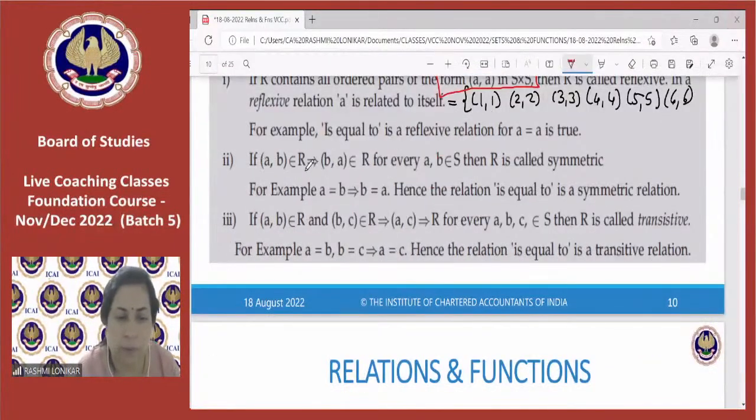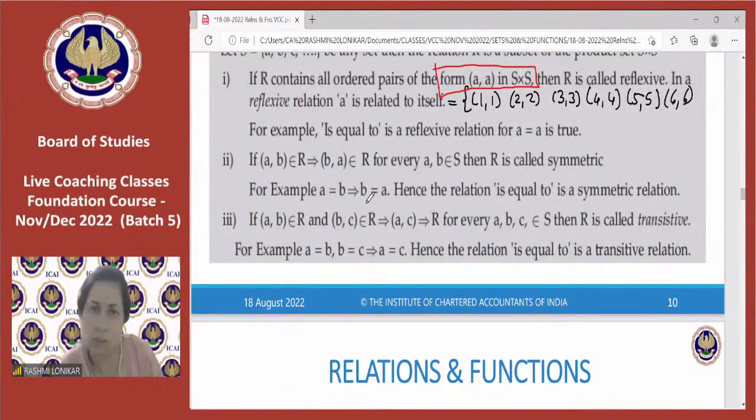Now, if AB belongs to R and BA belongs to R, for every AB belonging to S, then S is called symmetric. So if AB belongs to R and BA also belongs to R, then we say it is symmetric. For example, A is equal to B implies B is equal to A. If I write down A is equal to B, that means B is also equal to A. So hence the relation is equal to is symmetric.